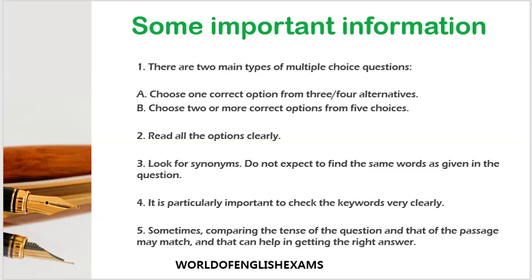If we are looking for the exact words, often we might risk wasting a lot of time and ending up feeling tense or nervous, and we might miss those questions which might otherwise be possible to score. So we are going to look for synonyms, and we are going to practice the identification of synonyms rather. Then the fourth important point is that it is very important to understand and check the keywords.